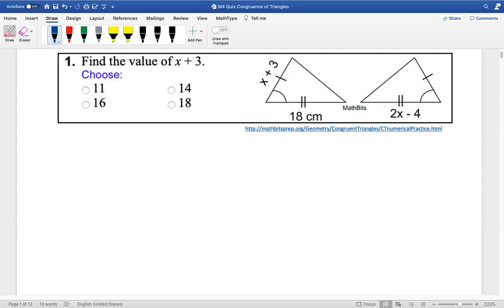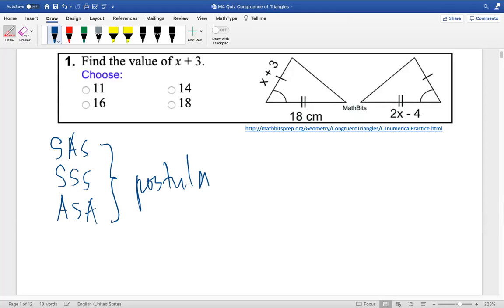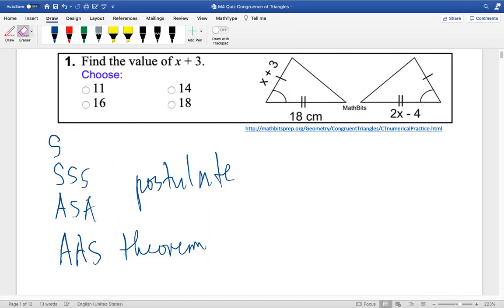Let's solve problems applying the triangle congruence postulates and theorems: the SAS or side-angle-side postulate, the side-side-side, and the angle-side-angle postulate. And we also have the AAS theorem, or we also name it as SAA, the side-angle-angle theorem. We will be using these to verify if the triangles are actually congruent.